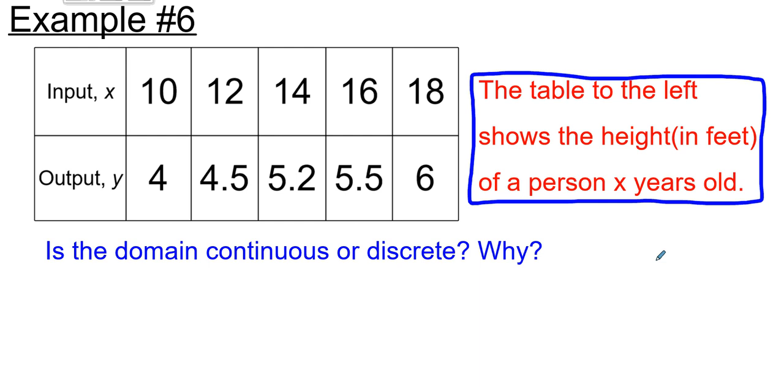So this one shows the height of a person that is x years old. Well, you don't jump from one height up to the next when you turn the next year old, right? You don't just wake up on your birthday and go, hey, I'm half a foot taller. It doesn't work that way. You will gradually grow, and then when you're older, you'll gradually shrink, but you're not just going to jump from one height to the next.